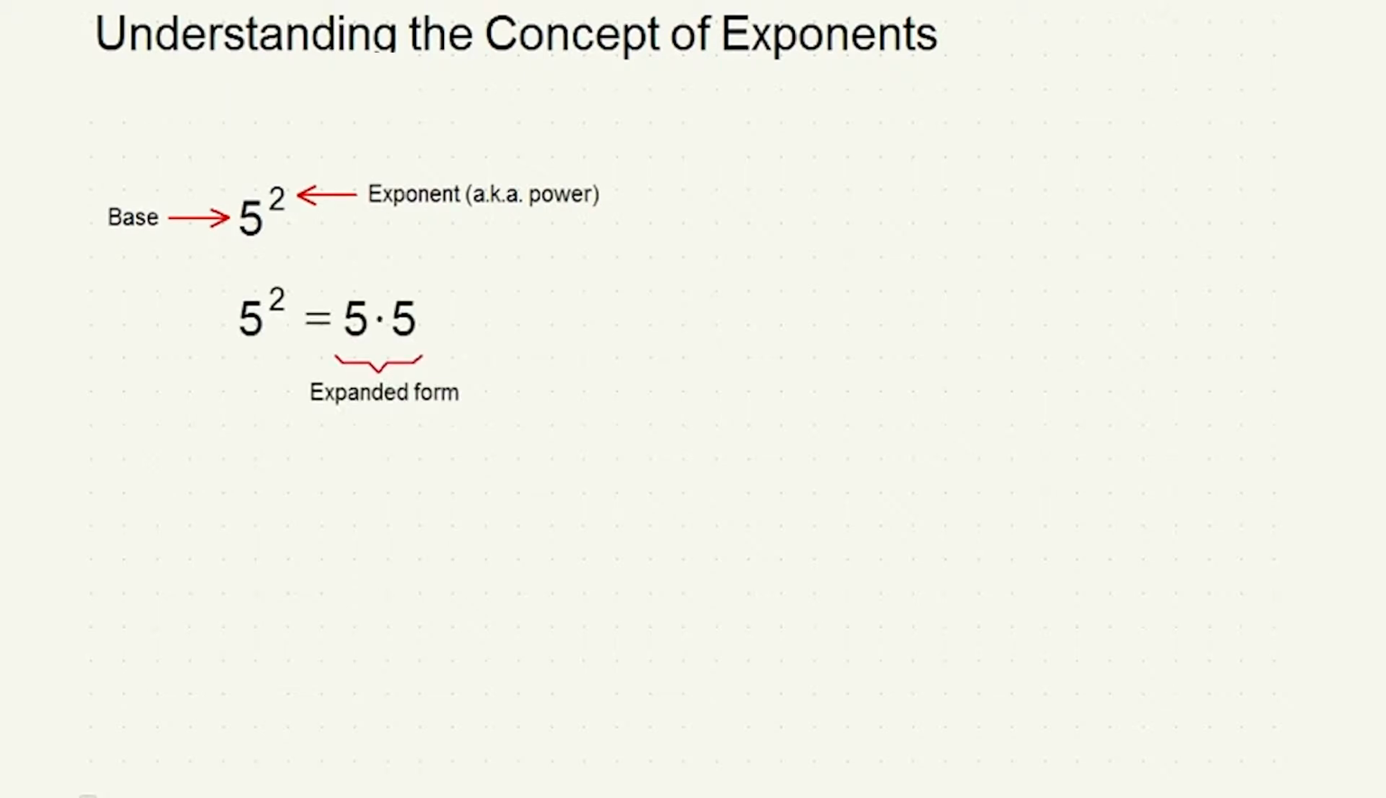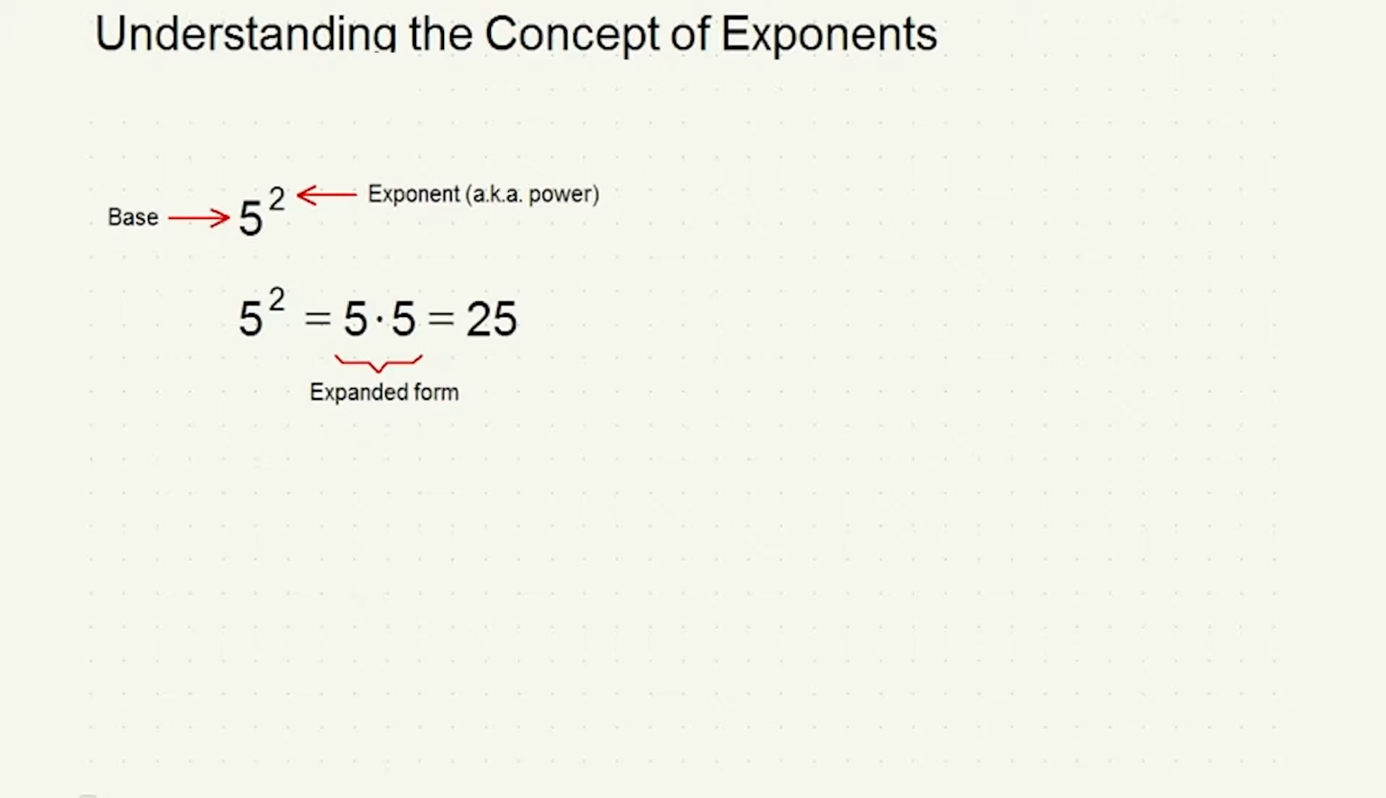Now, there are some terms that you should be familiar with. The number on the bottom, in this case 5, is called the base number. And the little number on top is called the exponent, or the power. If I were to rewrite this expression in a different way by writing it in expanded form, it would look like this. See how I have two 5's multiplied together? 5 times 5 is 25, so that means that 5 squared equals 25.